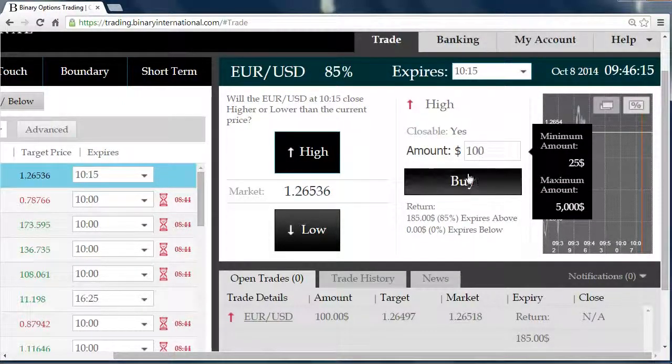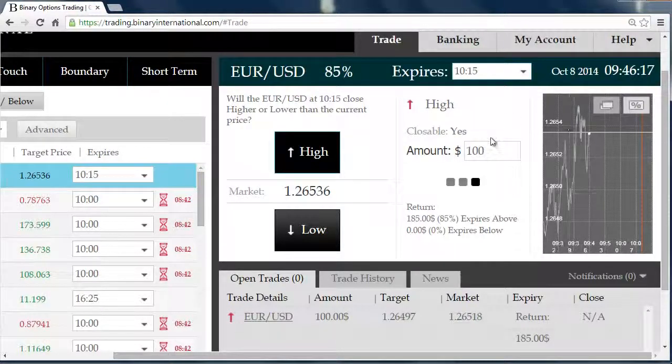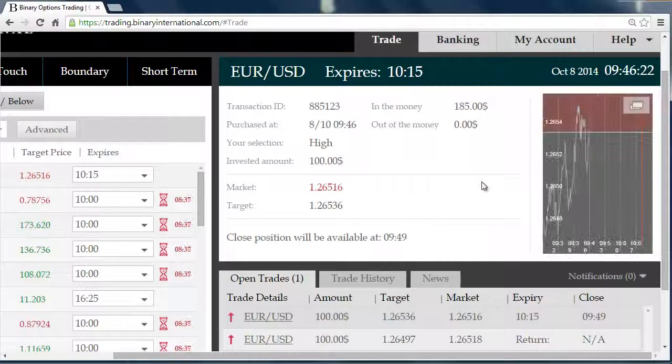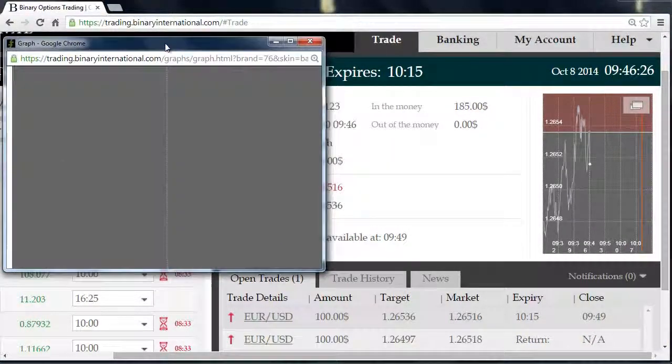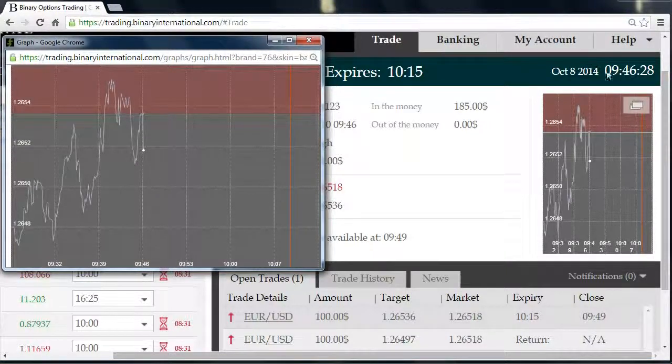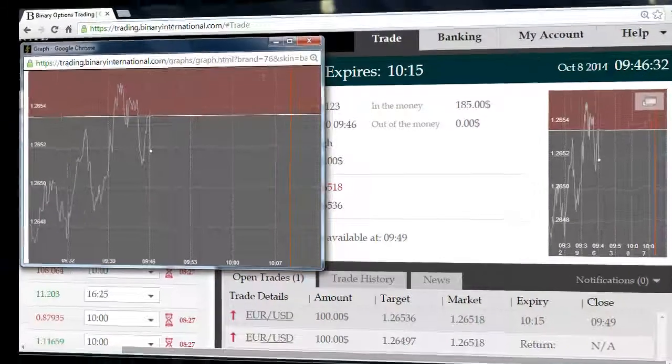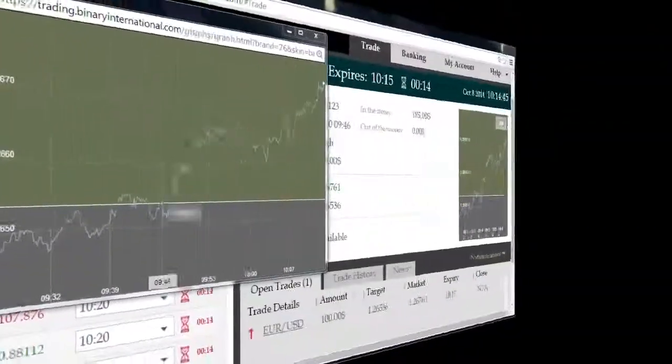So now, once again, high trade here with a $100 investment. The next expiry is 10:15, roughly 30 minutes, just under 30 minutes away from our current entry point. And we are now into the trade. Just going to open up this chart here for a zoomed in view. Currently outside of the money, but that's okay. We have another 30 minutes to go. So we'll come back to you just before expiry.